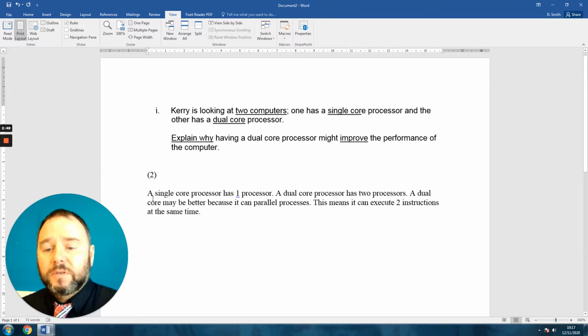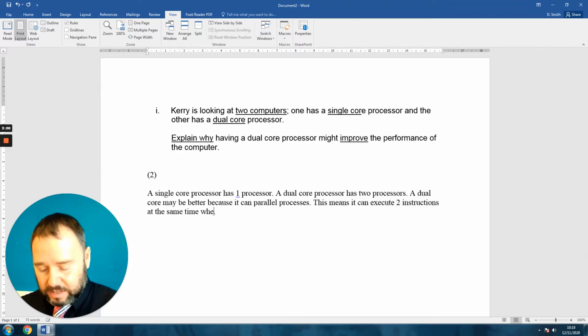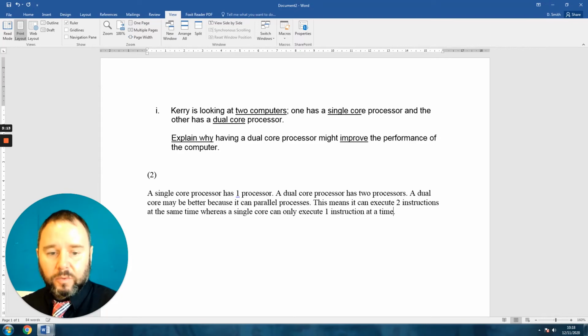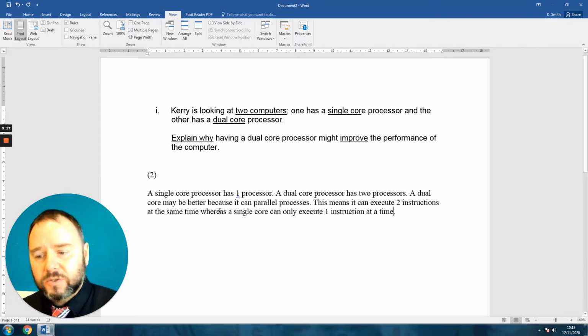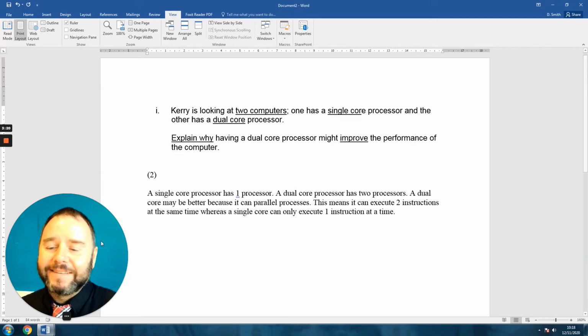Okay, so in parallel process, you get a mark for that. What does that mean? It means it can execute 2 instructions at the same time. Let's really nail this down. Whereas a single core can only execute 1 instruction at a time. The word simultaneous is a good one to use as well when you're talking about dual core, quad core, something like that. Alright, so there's easily 2 marks for that question.